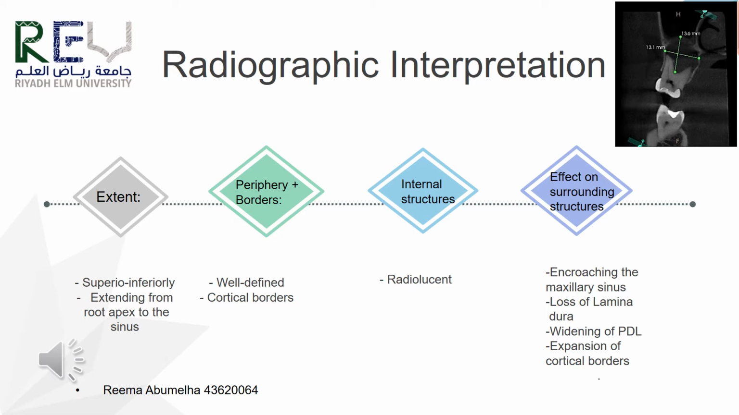The internal structure is radiolucent, and the effect on surrounding structures: it's encroaching the maxillary sinus, there is loss of lamina dura, there is widening of PDL, and there is expansion of cortical borders.